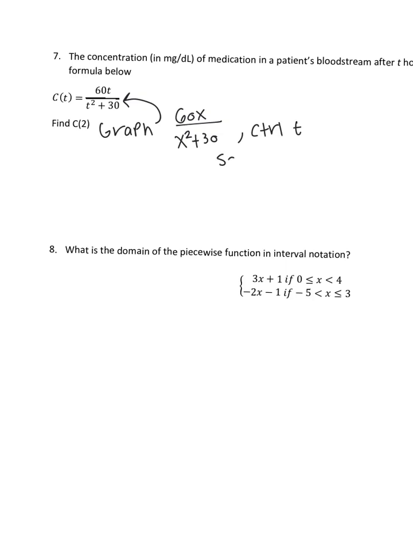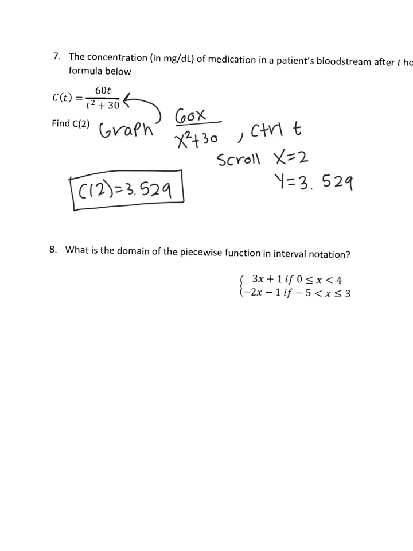and you're going to scroll to where the x value is equal to 2. The y value that goes with that point is the answer. So the y value that goes with that point, if you look at your calculator, is 3.529. So C of 2 is equal to 3.529. So this is also something, if you feel like you're not going to remember those calculator steps, write that down on your note card.